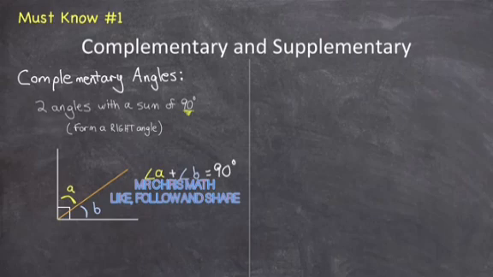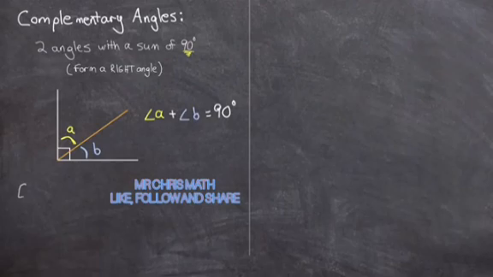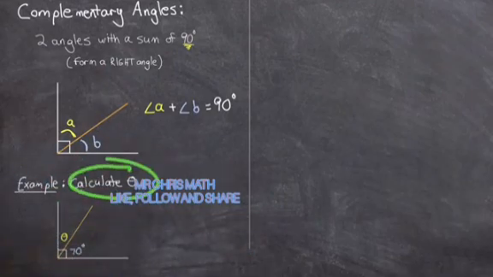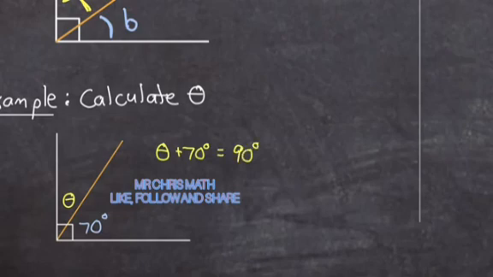So, let's do a quick example with complementary angles. In this example, it says to calculate angle theta. If I zoom in on this diagram, we can see that the 70 degrees angle and angle theta are complementary because together they combine to make a 90-degree angle. So I could say that theta plus 70 equals 90 degrees. So to calculate theta, I just have to find the difference between 90 and 70, which is 20 degrees.